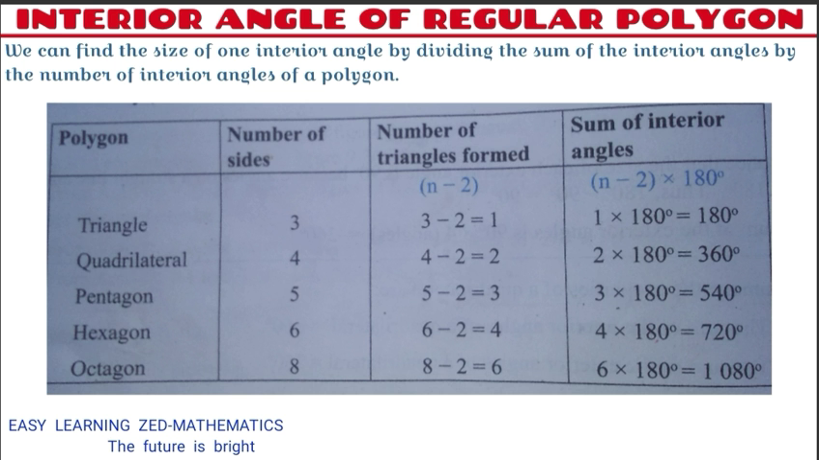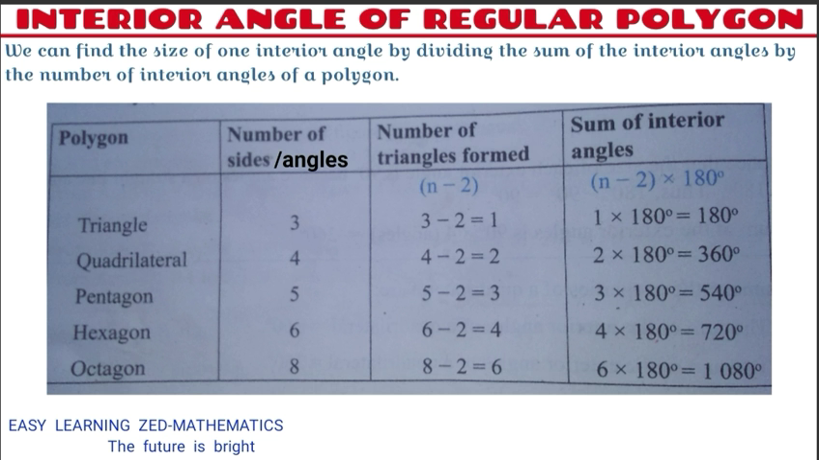Now, as you can see on the table here, we have the polygon names on the left side. Next we have the number of sides, which can also be the number of angles. A triangle has 3 sides or 3 angles. Quadrilateral has 4 sides or 4 angles. Pentagon has 5 sides or angles. So as you can see, the number of sides is the same as the number of angles. If a polygon has 6 sides, that means it also has 6 angles.